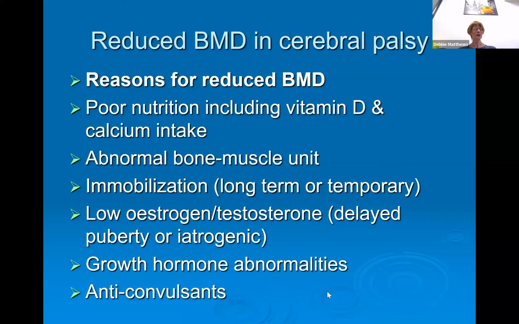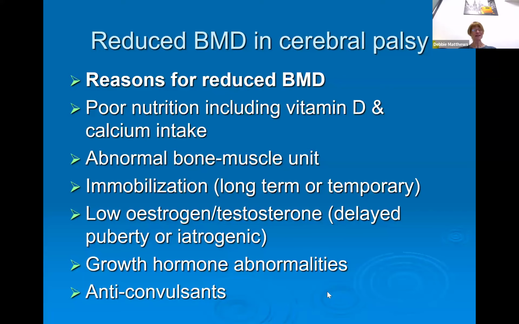They've got an abnormal bone muscle unit, so their muscles don't move their bones very well because they've got spasticity. So they don't have that continual movement of bone as determined by muscle unit. They may be immobilized either long-term or temporarily, strapped to their wheelchair, for example, because you're protecting them from falling, or temporarily perhaps because they have a fracture.